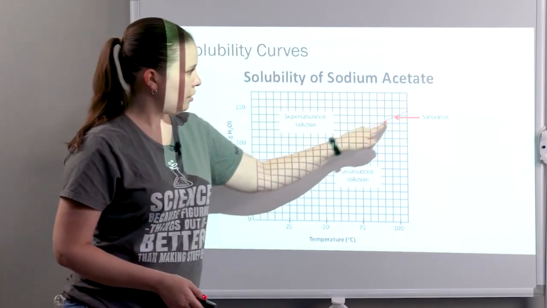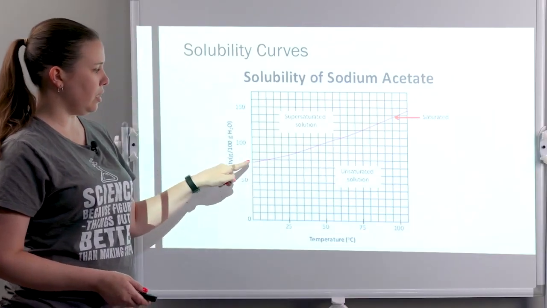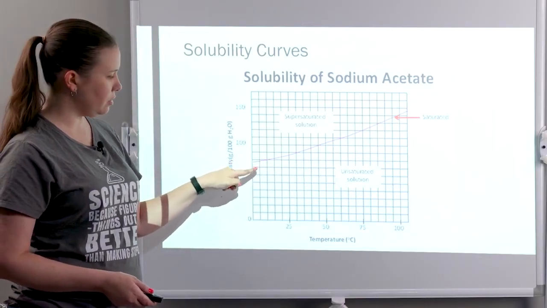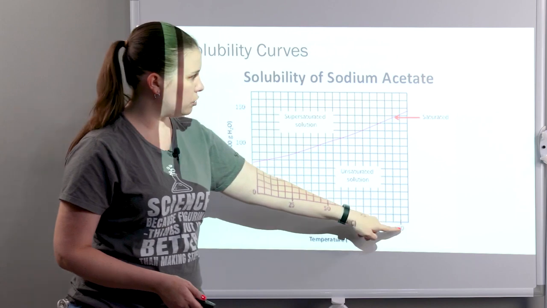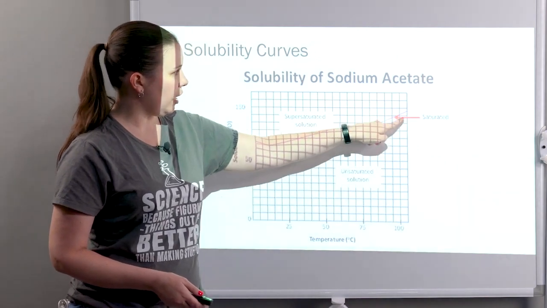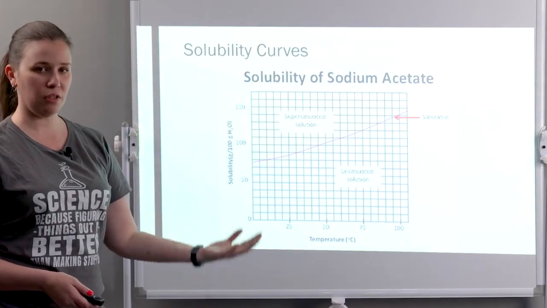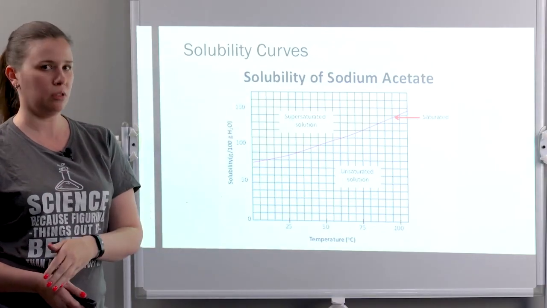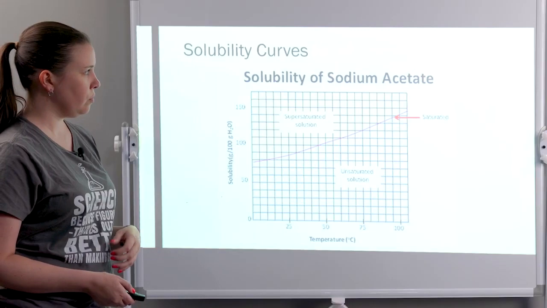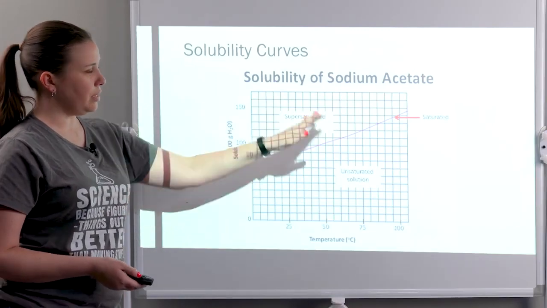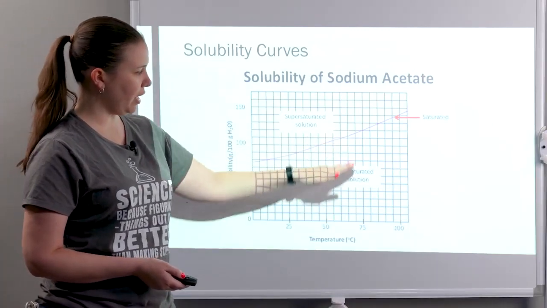There will be a line, and on this line you're going to be able to tell what the solubility is. So say the temperature is 100 degrees, I can look at where the line hits and read that, oh, 150 grams of my solute would be able to dissolve in 100 milliliters of water. So we're going to be able to predict how much stuff can dissolve.